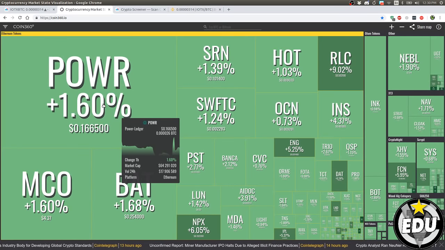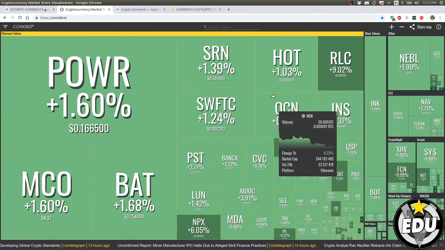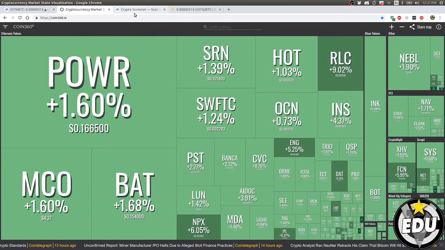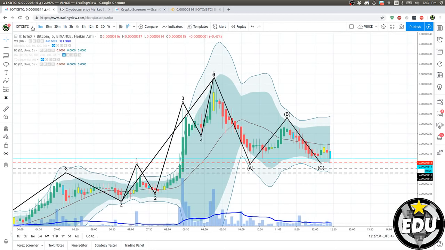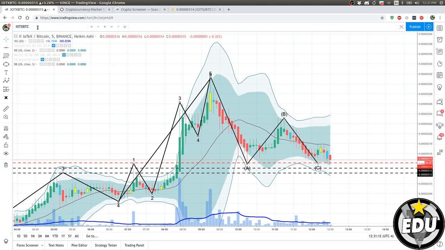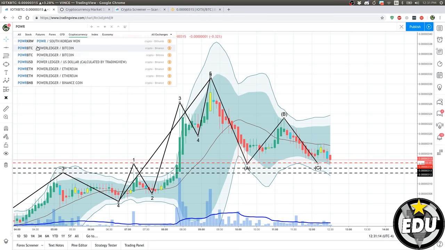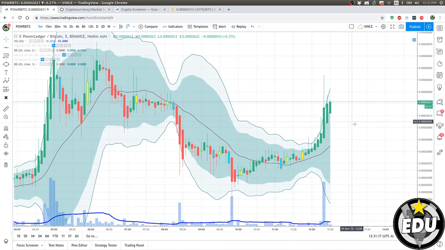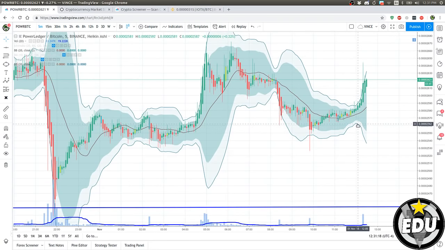I'm not sure. I'm not familiar with the tool and using it in this way. Let's just see what power is doing, just to have an idea. Power, actually, wouldn't power be great? Yeah, it pumped yesterday, right? Yeah, it had that massive pump, so it's kind of reacting off that.